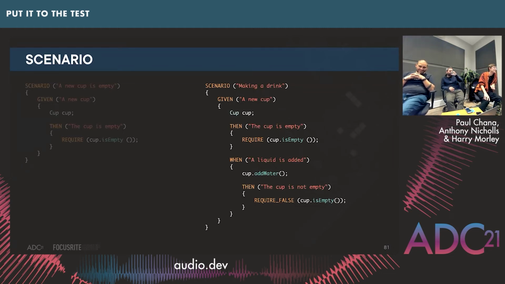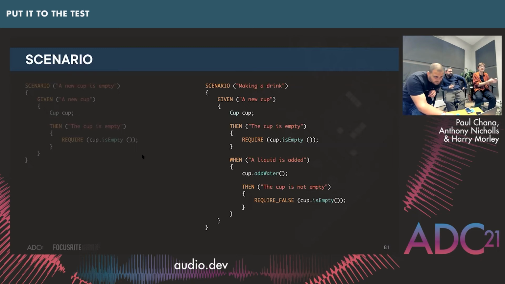So the scenario is now changed to make a drink, and then you say given the new cup, and like before you put the same thing. So then the cup is empty, but you can then extend that with the when, and say when I add liquid or add water. So there's another example of abstraction here. We've got when a liquid is added, and how you go about doing that is an implementation thing that you're documenting here. So you're saying, to add liquid, I do .add water.